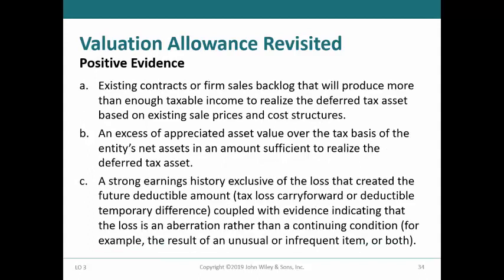Some positive evidence that could indicate that an allowance is not needed would include existing contracts or sales backlogs to generate enough taxable income, appreciated assets over tax basis, or a strong earnings history indicating that the operating loss was an aberration.